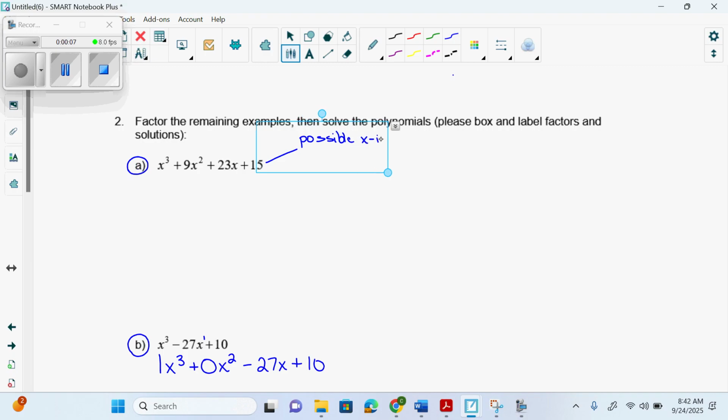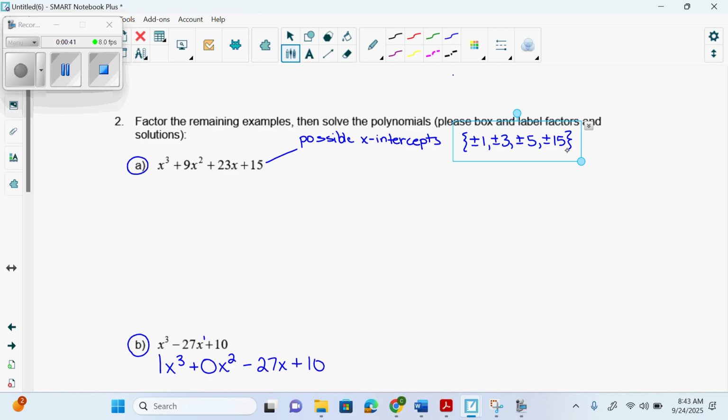It would be the factors, plus or minus, of the constant at the back. So it would be plus or minus 1, plus or minus 3, plus or minus 5, plus or minus 15. If I didn't have my calculator, I would have to take each of those, 1, -1, 3, -3, 5, till I get a remainder of 0, because then I know it's an actual x-intercept. So I could plug it in and see. But what you can do is type it into your calculator and get me an x-intercept.